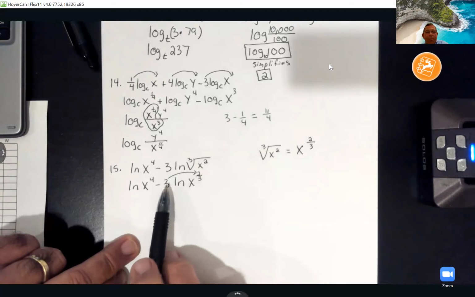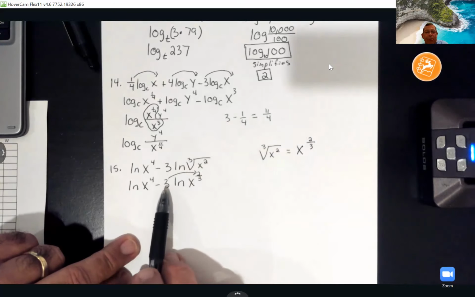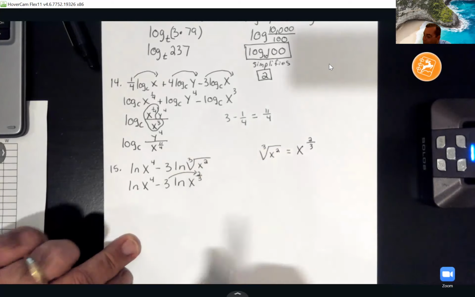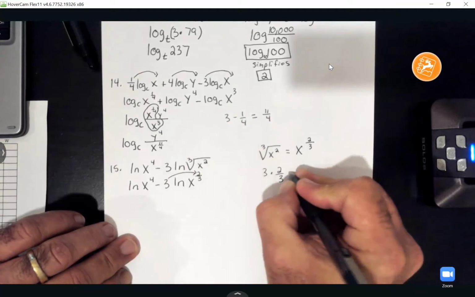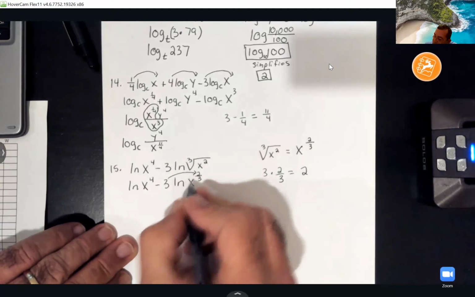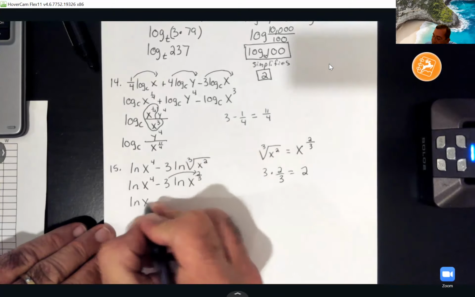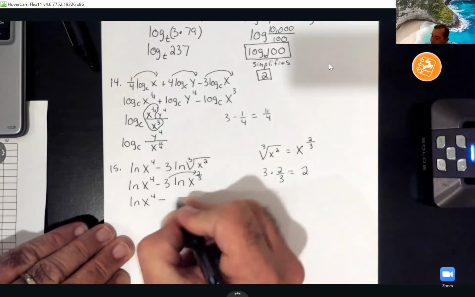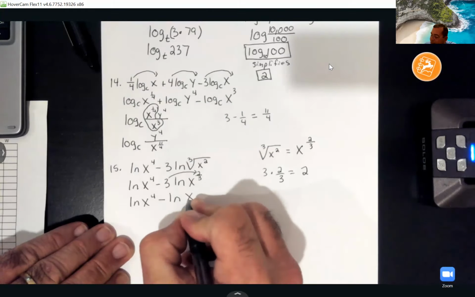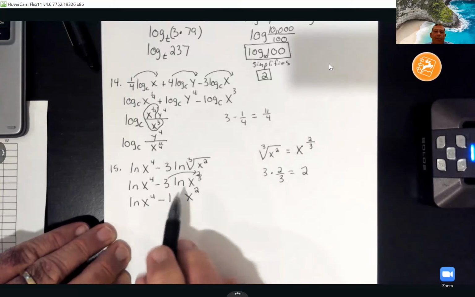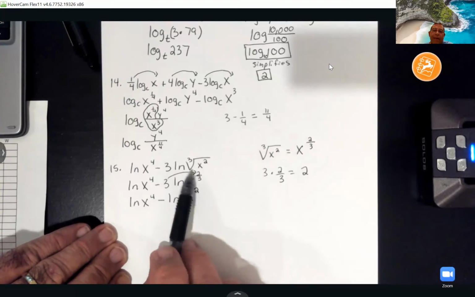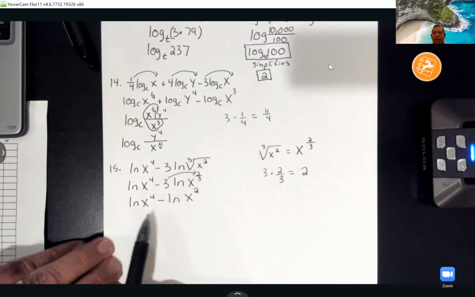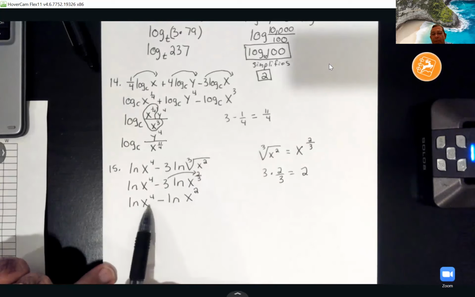But what's going to happen when I bring this 3 up? I got 3 being multiplied by 2/3. So what's that going to give us? That's just going to give me a 2. So this will give me an ln of x to the 4th minus an ln of x squared. So basically, y'all, when you bring that exponent up, all of these have canceled out, leaving just whatever was on the top, okay? So how would we rewrite something being subtracted?